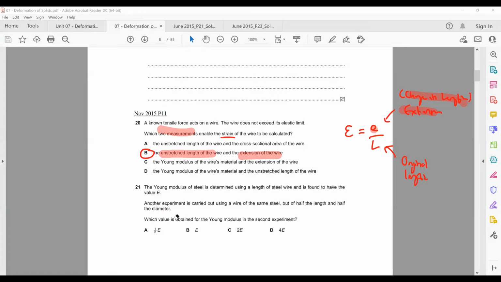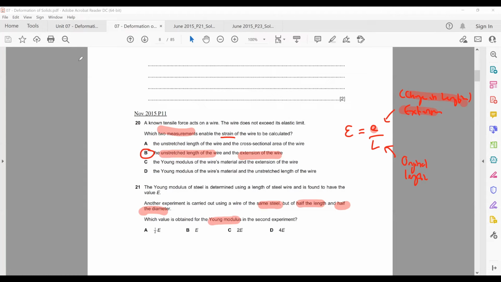Okay, now for 21. The Young's modulus of steel is determined using a length of steel wire and is found to have a value of E. Another experiment is carried out using a wire of the same steel, but half the length and half the diameter. What value is obtained for the Young modulus in the second experiment?